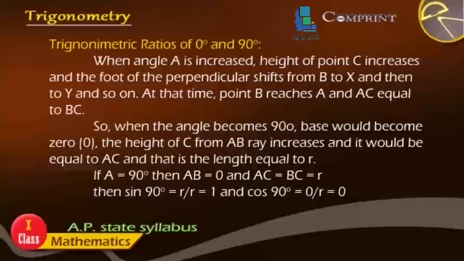If A is equal to 90 degrees, then AB is equal to 0 and AC is equal to BC is equal to R. Then sin 90 degrees is equal to R by R is equal to 1 and cos 90 degrees is equal to 0 by R is equal to 0.